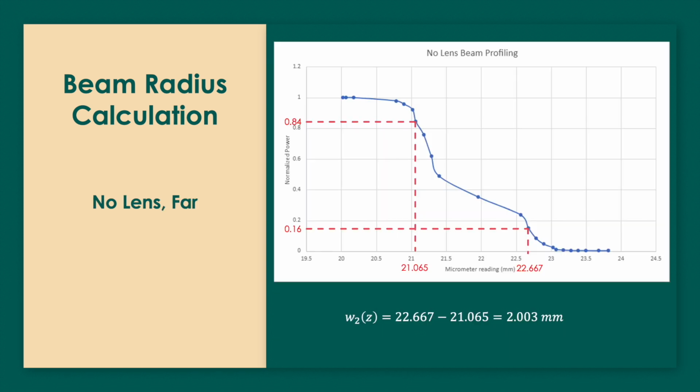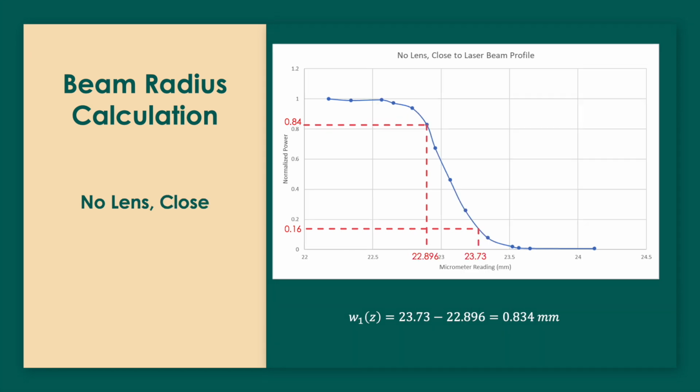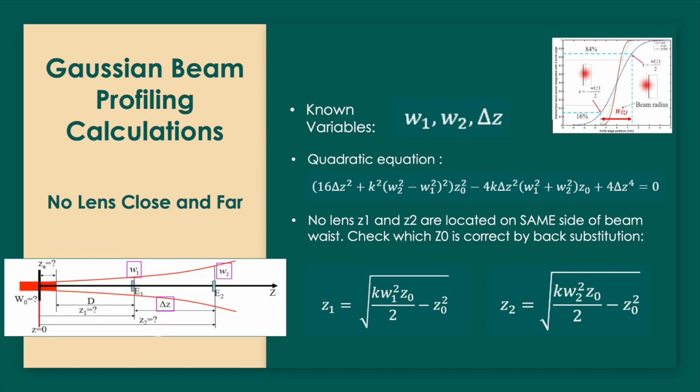When the knife edge was at the far location, we found that the beam waist was approximately 2 millimeters. Then, when the knife edge was at the close location, we found the beam waist was 0.834 millimeters. After locating 16% and 84% of the normalized beam's intensity, we can calculate what the beam waist at position 1 and 2 are for when the knife edge is close or far away from the beam. The knife edge position being delta z.